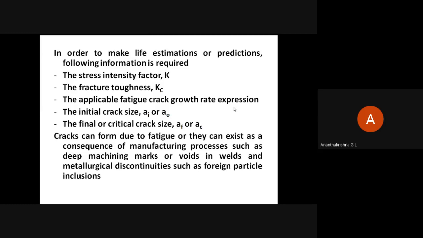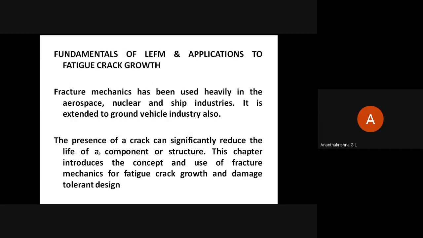For that we need an expression. Then we need to know the initial size of the crack, that is a_i or a_0, and the final or critical crack size a_f or a_c. These are the five parameters that are required for estimating life or making predictions of life when you have the presence of a crack, by applying fracture mechanics theory.